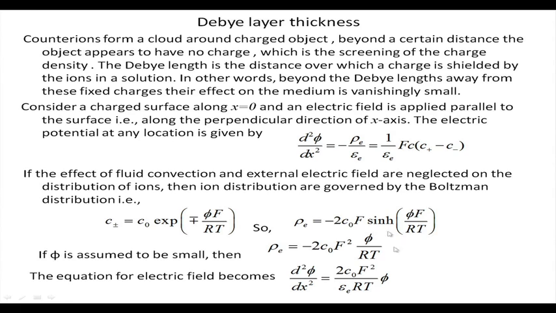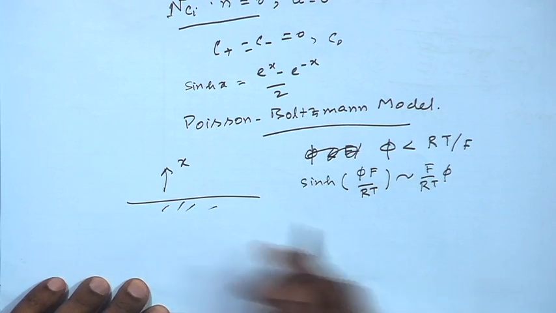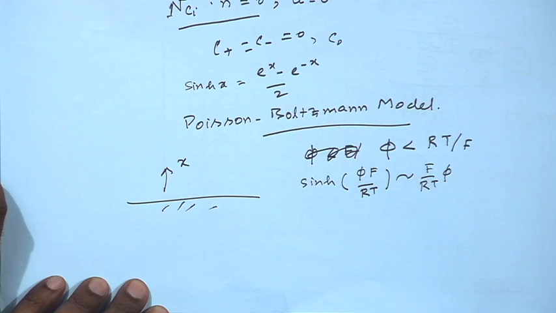So, if we do this approximation, assuming phi is small, rho e can be simplified to this form. This is a linearization, so the linearized Poisson-Boltzmann equation is governed by this equation. This is also called the Debye-Huckel approximation, which we will talk about a little bit later. Now, we have the differential equation d2 phi dx2 equal to 2c0 f square by epsilon e RT.